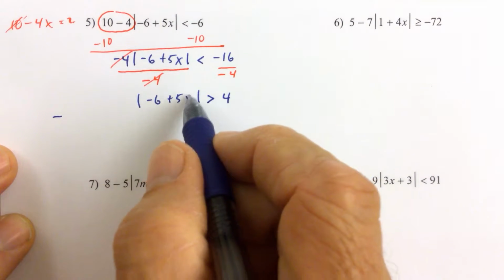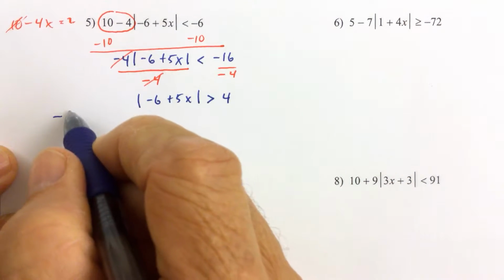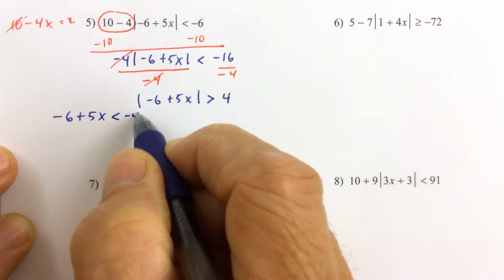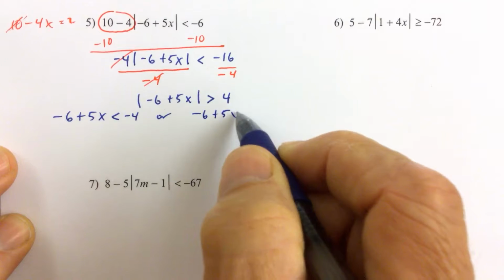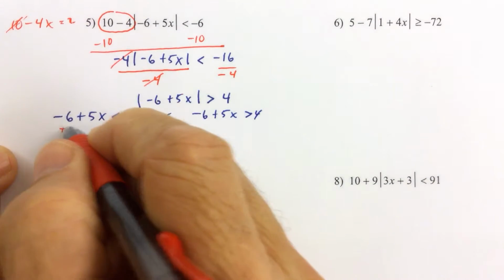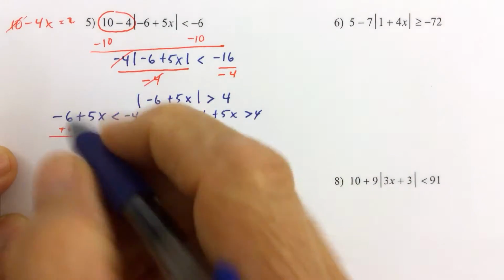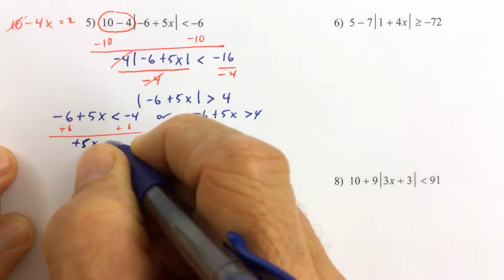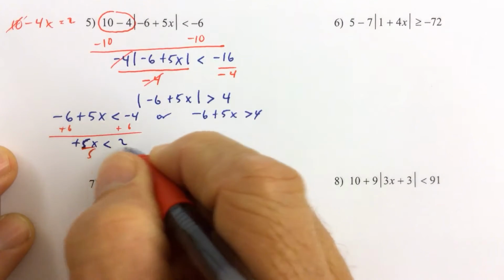We know that the stuff has to be more than 4 units away from 0. So in other words, the stuff has to be less than negative 4, or the stuff has to be greater than positive 4. And then we just solve these resulting inequalities. Add 6 to both sides. We get positive 5x less than 2. And then we have to divide both sides by 5.